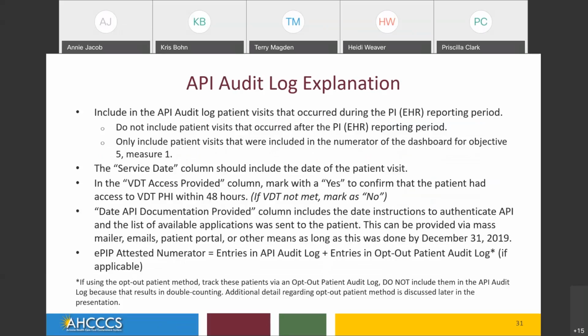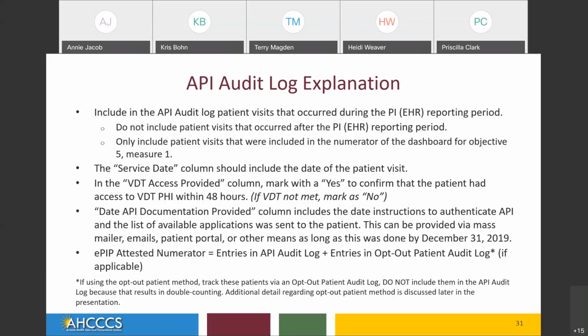Okay, so let's go over what each of those columns potentially could mean. In general, the API audit log should include patient visits that occurred during the PI reporting period. Do not include patient visits that occurred after the PI reporting period. Only include patient visits that were included in the numerator of the dashboard for Objective 5, Measure 1. The service date column should include the date of the patient visit.